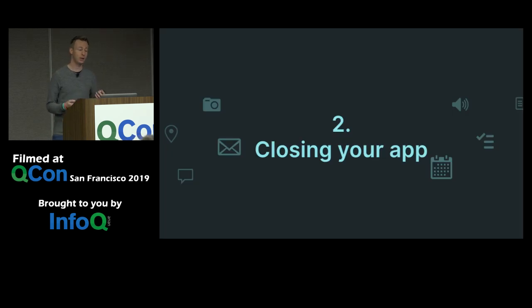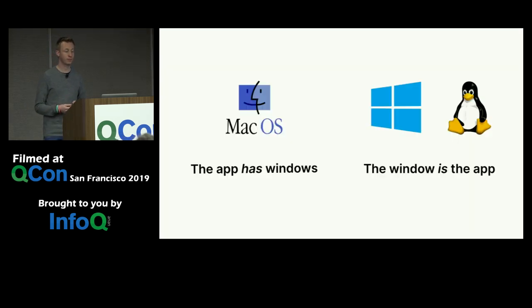Now, closing your app. I admit we're skipping over some stuff in the middle, but the way your app closes is just as important as the way your app opens. And it's here where something slightly different happens on Windows and Linux versus Mac. And this is how the platforms work conceptually. So on Mac, the app has windows. So windows are part of the app, but the app itself is something separate. On Windows and on Linux, the app is the window. So when you're on Windows and Linux and you close the window, you actually close the app. On Mac, the app will stay running in your dock, and users expect to be able to click on your dock icon and relaunch the app.